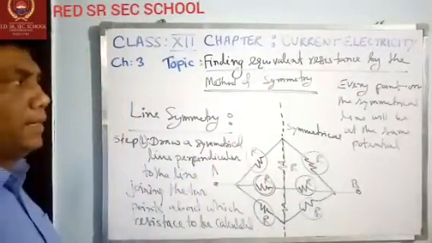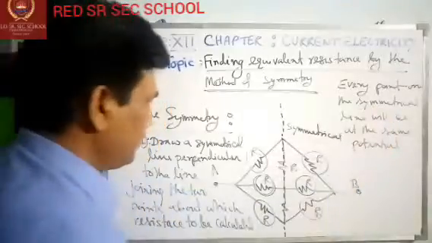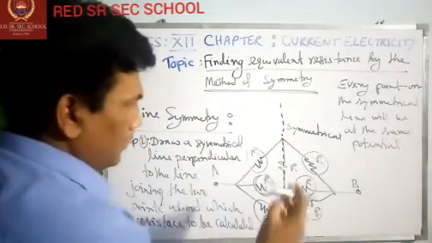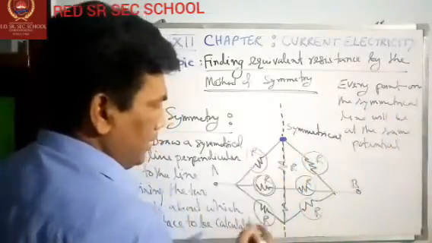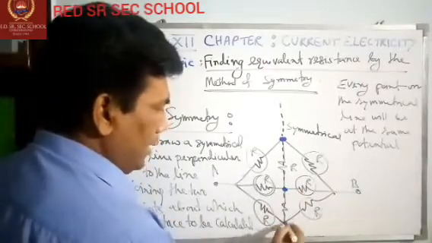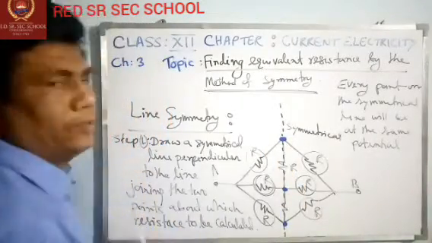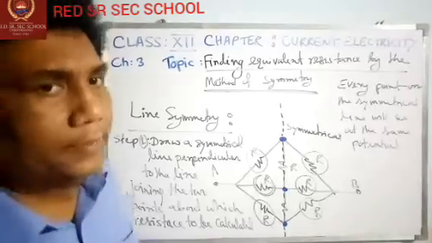Okay, what does it mean? What does this line mean? It means that the potential of this point, and this point, and this point, all these points will be at the same potential.